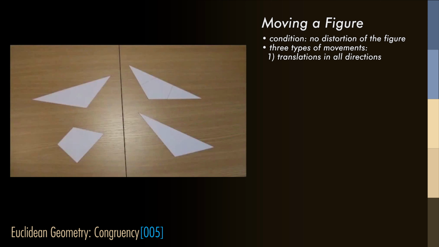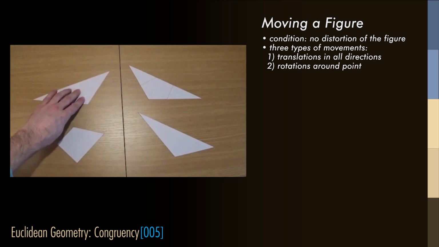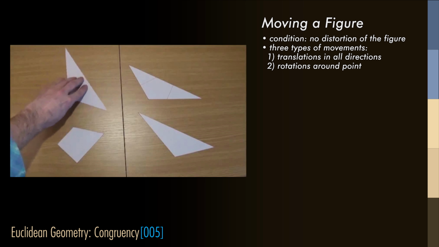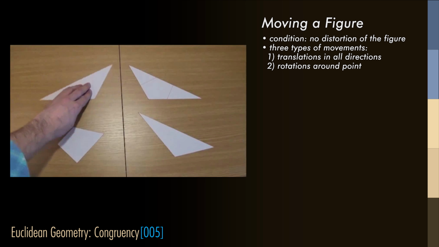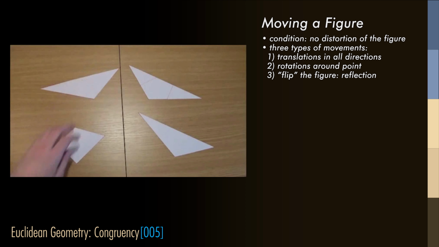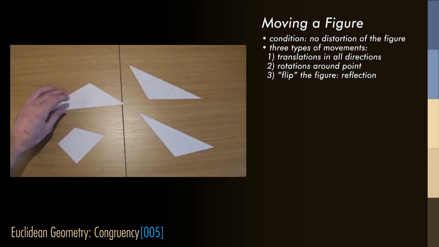Firstly, we can move a figure around in all directions in the plane, and we call these movements in mathematical terminology translations. Secondly, we can turn a figure to the left or to the right. These rotations, as they are called in maths, always preserve one point, the center point around which we rotate the figure. And thirdly, we can also flip the figure over. This is called a reflection. Remark that in order to reflect a figure, we have to pick the piece of paper up.